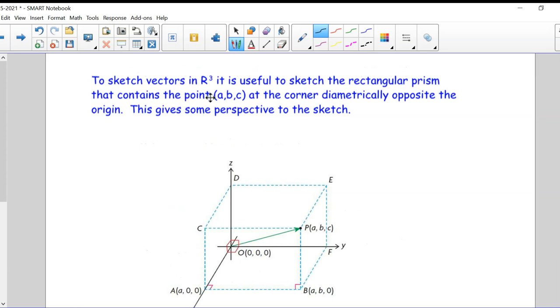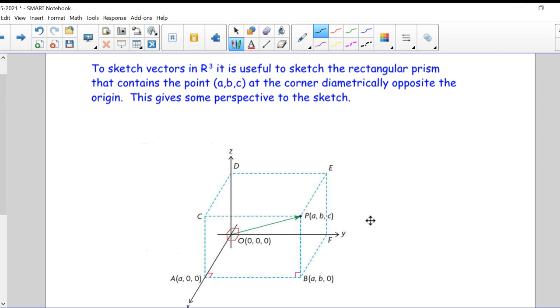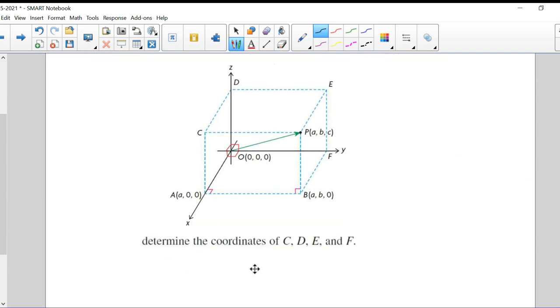Sketch the vector. In R3 it is useful to use a rectangular prism that contains a point ABC. And the point ABC is at one of the corners of this rectangular prism, opposite to the origin. So here we go. Determine the coordinates of C, D, E, and F. We're going to do that right now. I'm going to be calling on one of you in a minute to help me out with this. So look at that diagram very carefully.